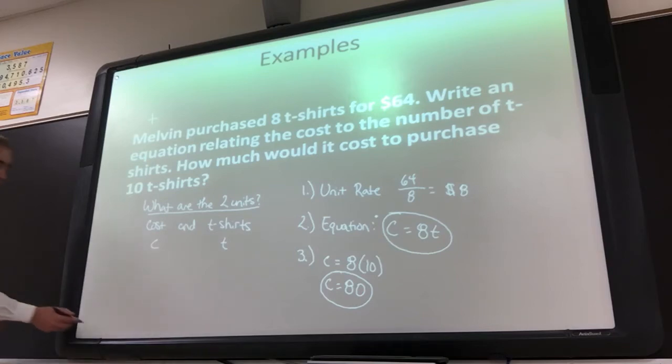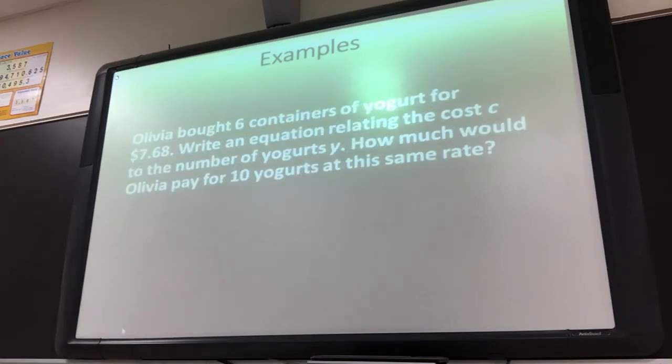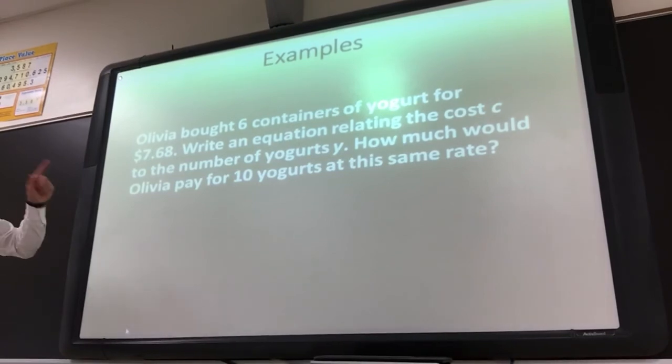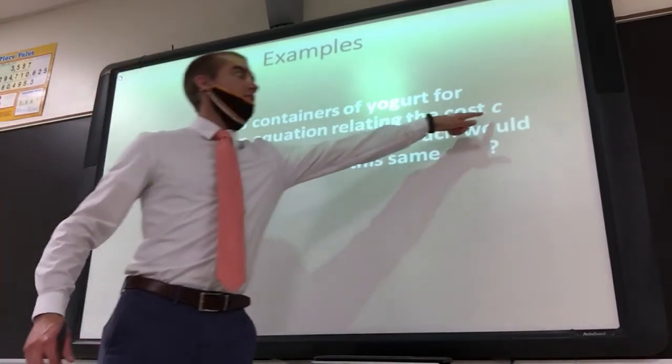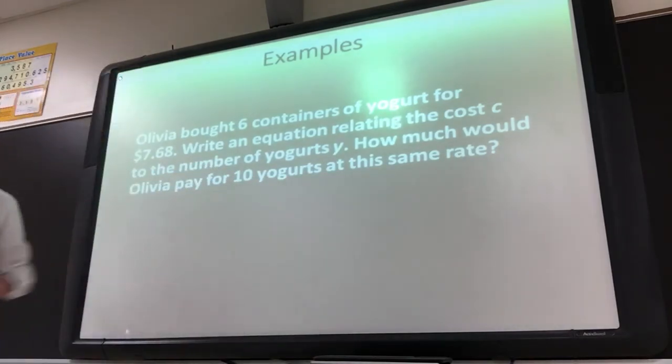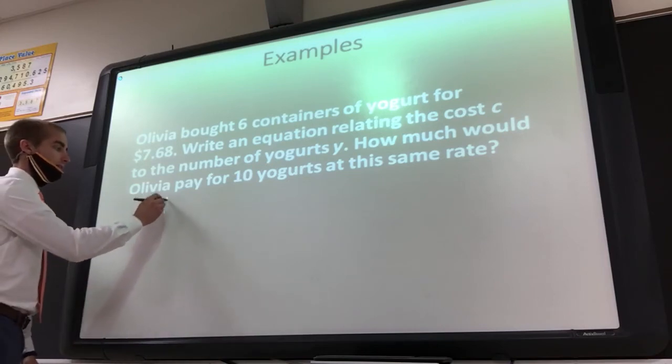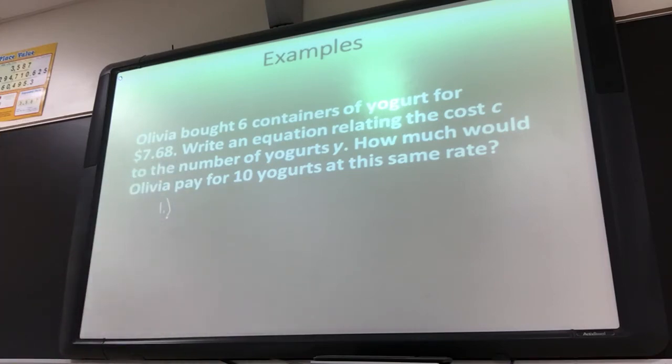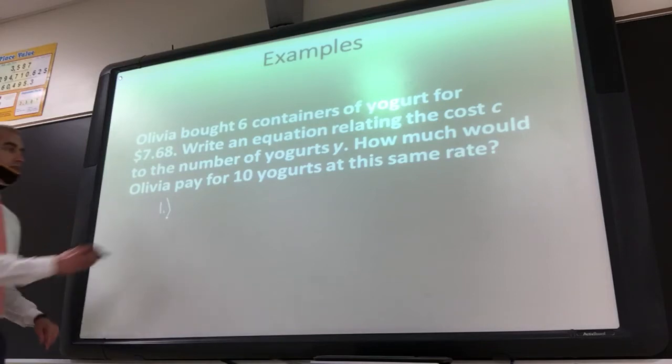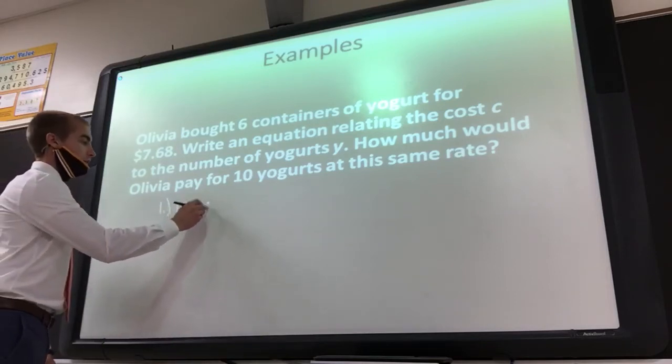So let's look at a couple more. I think it'll make more sense once we start to do more of these. Okay, so this time, if you notice, they're going to tell us what letters we use for each unit. So she bought 6 containers of yogurt for $7.68. Write an equation that relates the cost, which is C, to the number of yogurts, which is y. And then we'll answer that question. So step one, though, is still the same, because they've already told us what the two units are. We don't have to do that. Step one is still the same. Find the unit rate or the unit price.